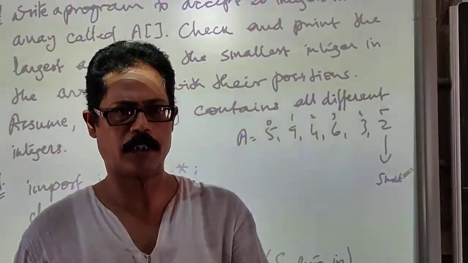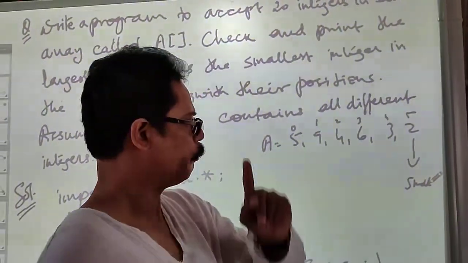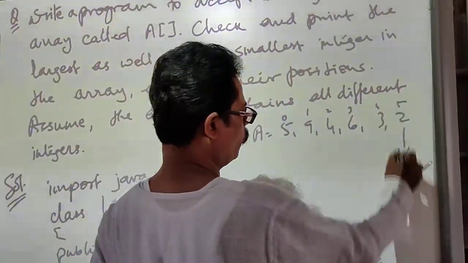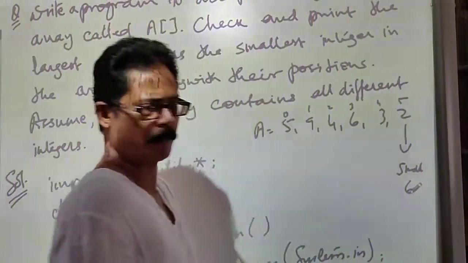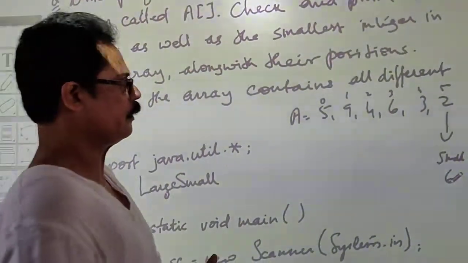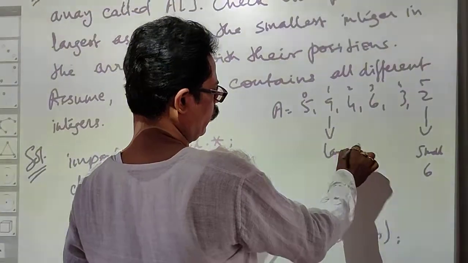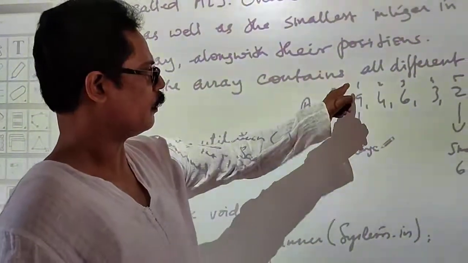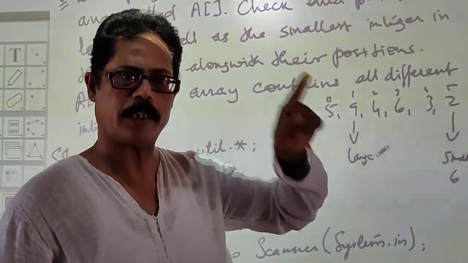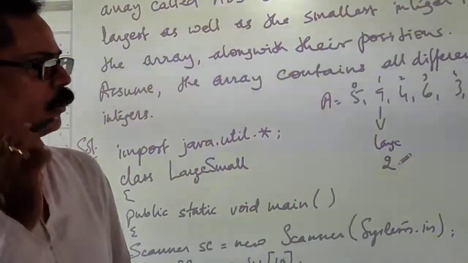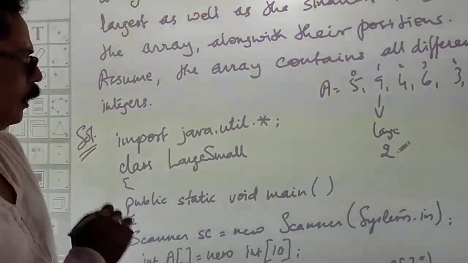But here they are asking to print the position. Remember, position means index plus 1. That means here the position will be 6. And the largest integer is 9. Here in this case, largest is 9, and its index is 1, so index plus 1, that is 2. So its position is 2. This is what it is going to print in this particular program.